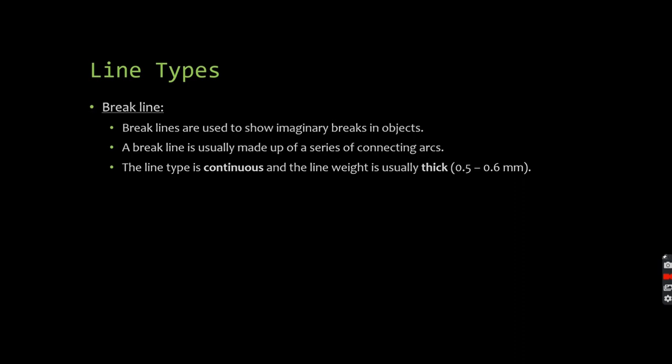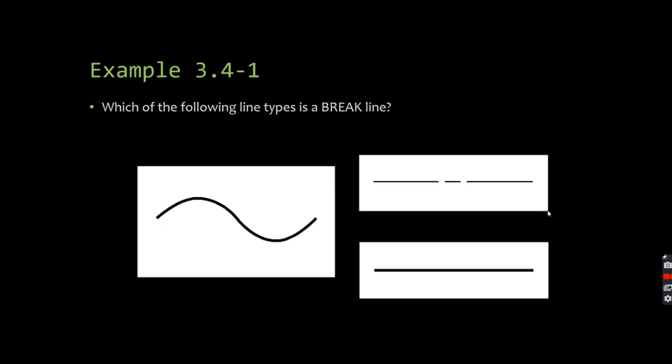Break lines. Breaks are used to show imaginary breaks in objects. A break line is usually made up of a series of connecting arcs. The line type is continuous and the line weight is usually thick. Which following is a break line? It would be that one.